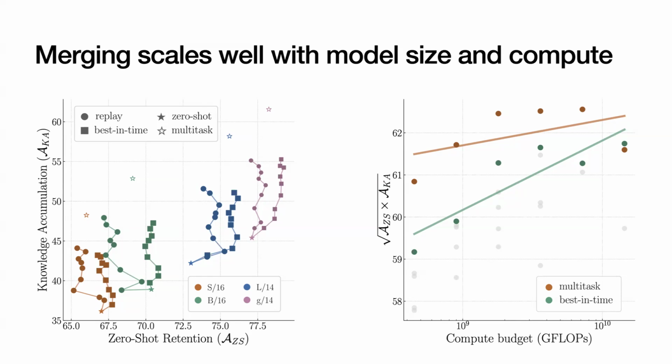On the left, we see that as we increase the model size, Best-in-TIME consistently matches or even outperforms continual fine-tuning in terms of knowledge accumulation. At the same time, it retains significantly more prior knowledge, improving zero-shot performance relative to the base model. On the right, we increase the compute budget. Best-in-TIME doesn't just keep up, it actually beats the multitask baseline in terms of the retention accumulation trade-off.